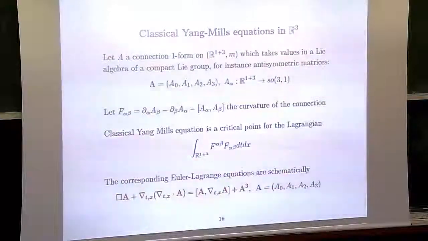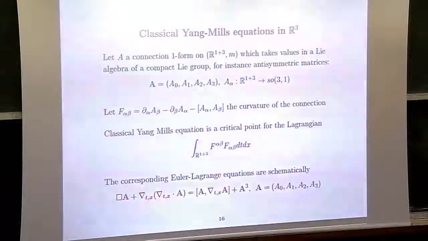So you take a connection one-form on the Minkowski spacetime, which takes values in the Lie algebra of a compact group. That's the general framework. To fix the ideas, let me take the Lie algebra I'm interested in, which is anti-symmetric matrices, because we will realize the Einstein equation as a quasi-linear version of the Yang-Mills equation, and the corresponding Lie algebra will be precisely anti-symmetric matrices, little so(3,1). So you have a connection one-form on R^{1+3}. A connection one-form consists of four components, A_alpha dx^alpha, and I'm denoting these components A_0, A_1, A_2, A_3. All these A_alpha go from the Minkowski spacetime R^{1+3} to the algebra of anti-symmetric matrices, so(3,1).